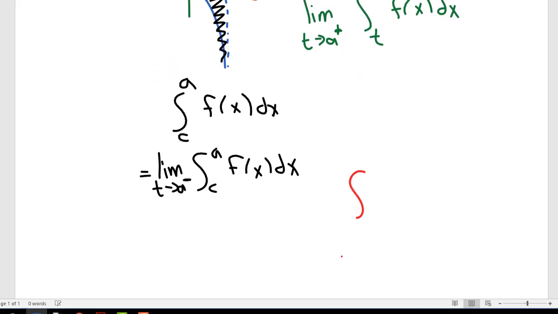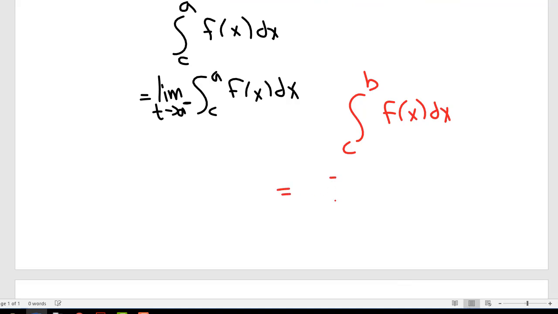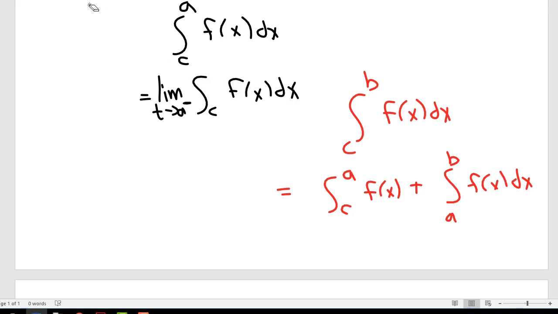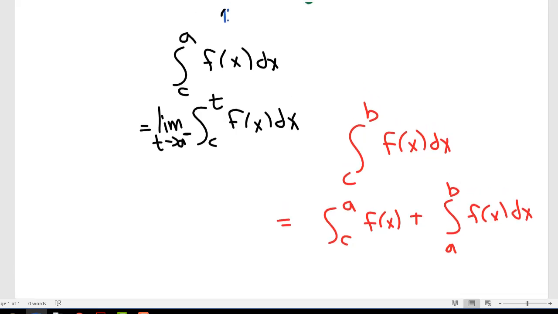Let me use the color red. So I'm going from c to b of f of x dx. Technically, I've got to break this into two. I've got to go from c to a, where my vertical asymptote was, and then from a to b. Then this integral I would treat just like we did this guy. I made a typo here. This was us backing away, and we are letting t approach a from the left. Let me make sure I'm fixing that properly.